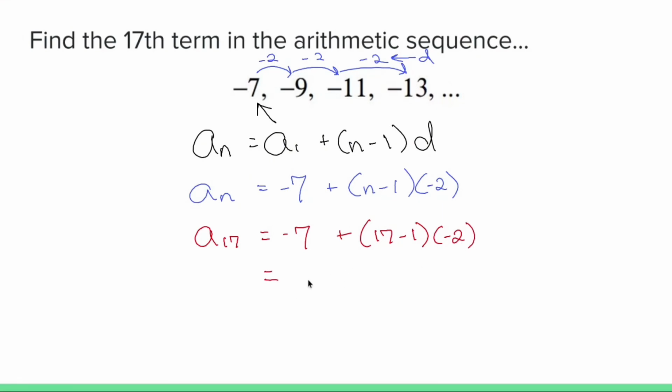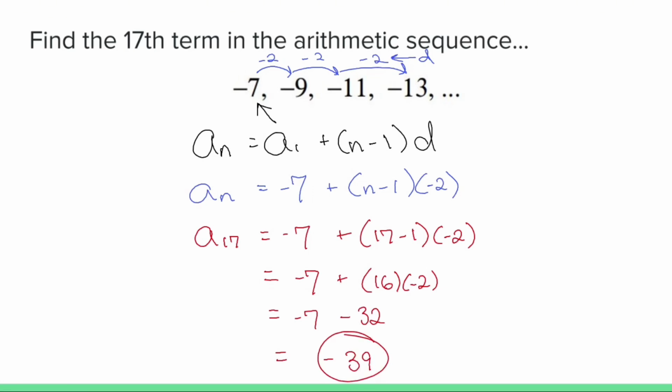Now it's just a PEMDAS problem. -7 is still there. 17 minus 1 is 16, so 16 times -2. Continuing PEMDAS, 16 times -2 is -32, and -7 minus 32 is -39. And that's how you do it.